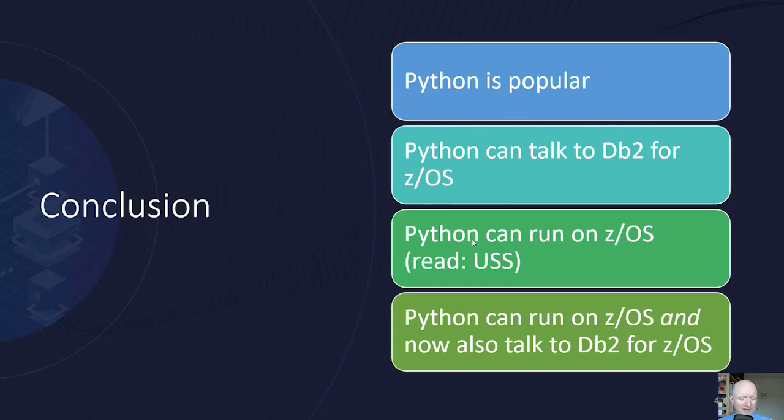So that brings me to the conclusion. So I hope you learned that Python is very popular. Python can talk to DB2 for z/OS. That has been the case for a long time. But what is new, or relatively new, is that you can obviously run Python on z/OS, and that has been available also for some time. But the new thing is that you can now run Python on z/OS and also talk natively to DB2 for z/OS.